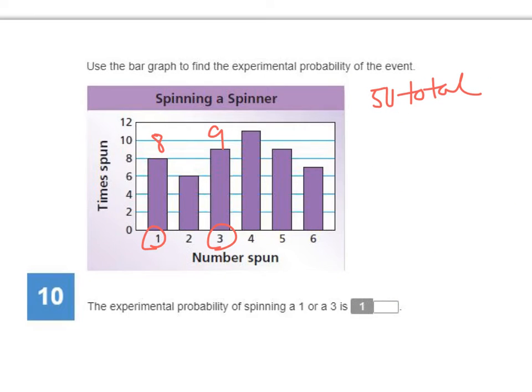All right, still using the same graph. You're looking for the experimental probability of spinning a 1 or a 3, which means you want how many times did 1 get spun and how many times did 3 get spun, and 8 plus 9 is, let me get my pen, 8 plus 9 is 17, and we would have 17 over 50.